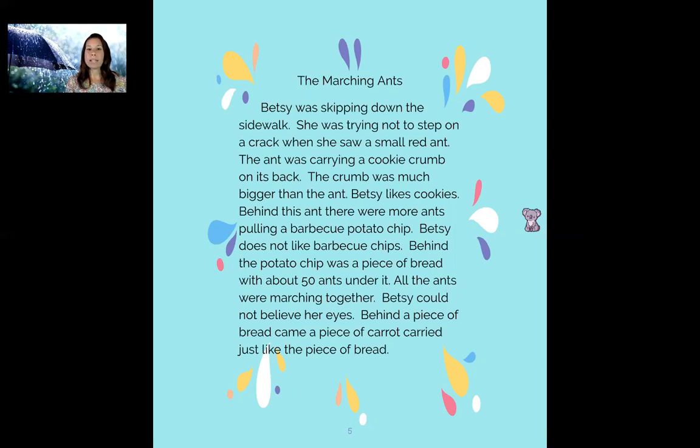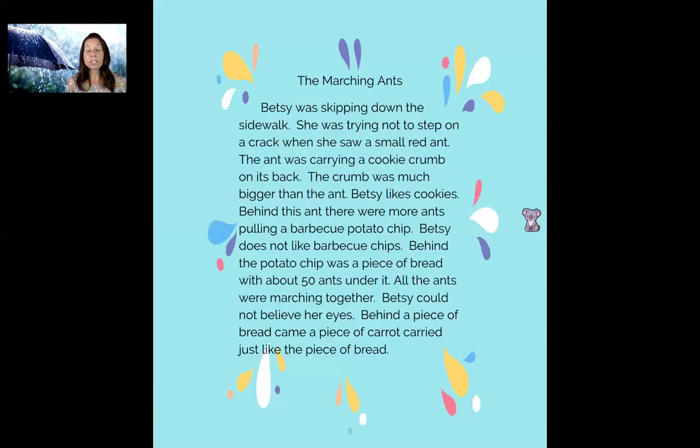Betsy was skipping down the sidewalk. She was trying not to step on a crack when she saw a small red ant. The ant was carrying a cookie crumb on its back. The crumb was much bigger than the ant. Betsy likes cookies. Behind the ant, there were more ants pulling a barbecue potato chip. Betsy does not like barbecue chips. Behind the potato chip was a piece of bread with about 50 ants under it. All the ants were marching together. Betsy could not believe her eyes. Behind the piece of bread came a piece of carrot carried just like the piece of bread.